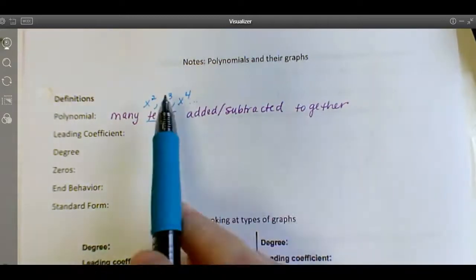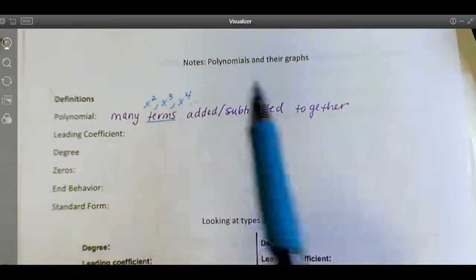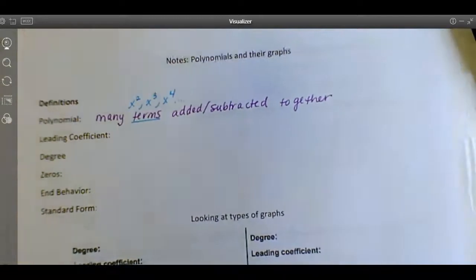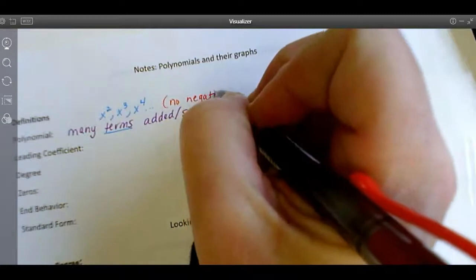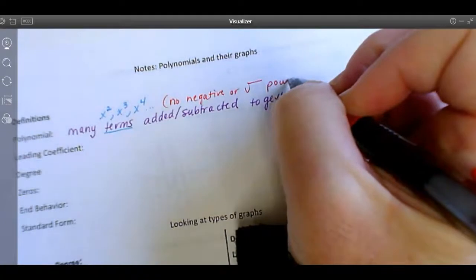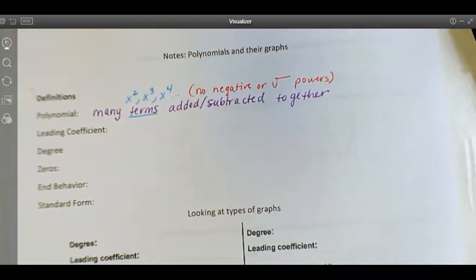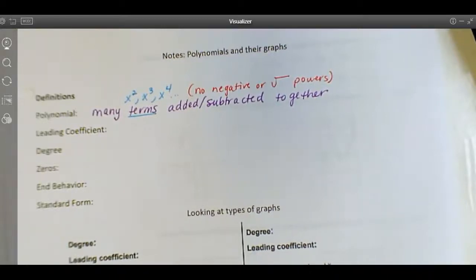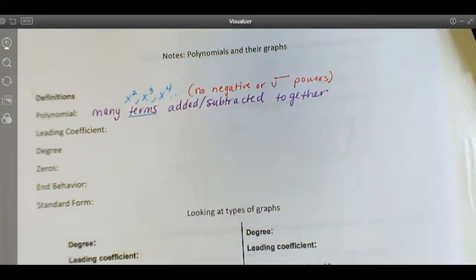The key is that these powers cannot be negative, and they can't be square roots. Okay? And so I'm going to write that note. No negative or square root powers. So when you're trying to determine, is this a polynomial or not, you're trying to figure out, am I adding a bunch of things together where the powers are just even or odd or positive, or do they have negative and square roots in them?